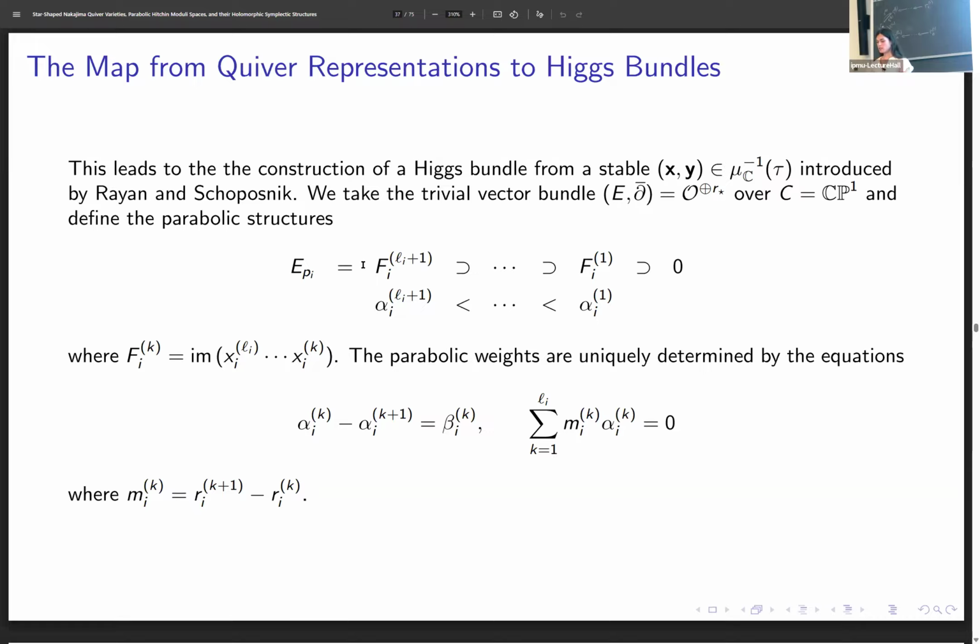And for the filtrations, we take F to be the image of these compositions. And since they're all injective, this F will have the correct dimension. And then you define the parabolic weights by these two equations. So beta should dictate the gaps between parabolic weights.